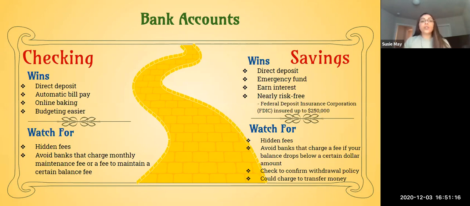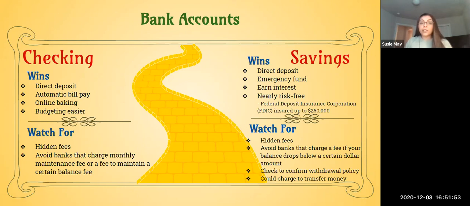All right, so some wins for a savings account, again, is direct deposit. Some people may not know this, but just like your checking account direct deposit, you can have your employer deposit a portion of your paycheck into your savings account. Also, a savings account is a great way to start an emergency fund for yourself. So if you have a vehicle, or a pet even, or maybe yourself, something comes up that you unexpectedly need to pay for, a savings account is a great place to start.